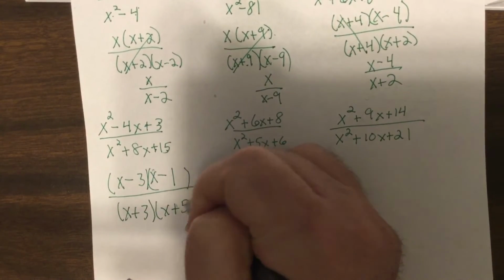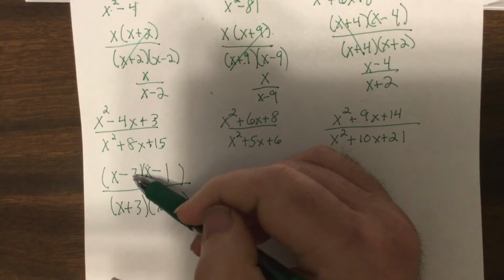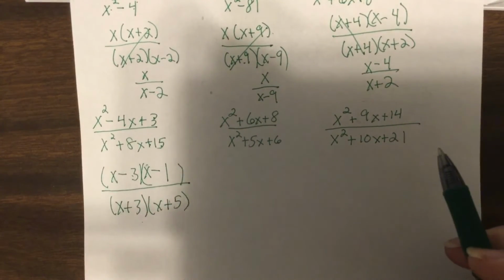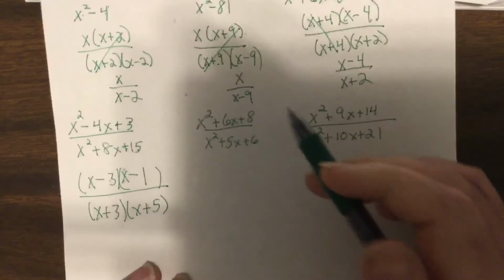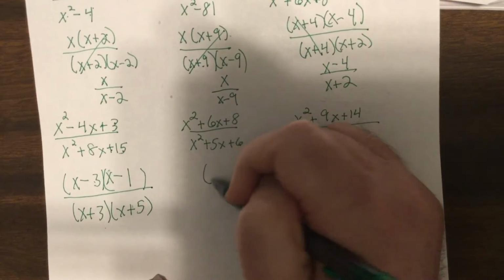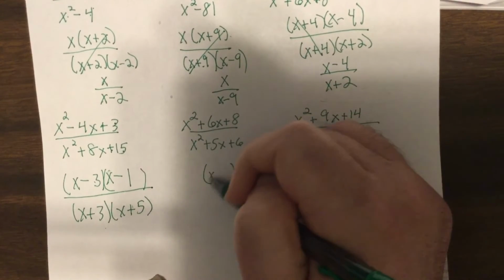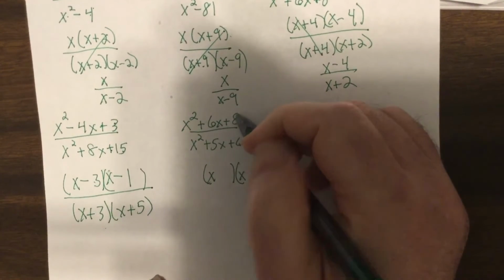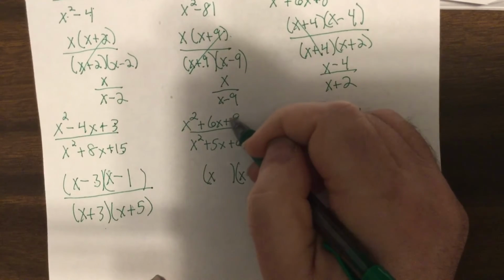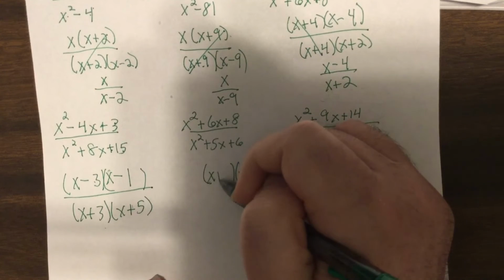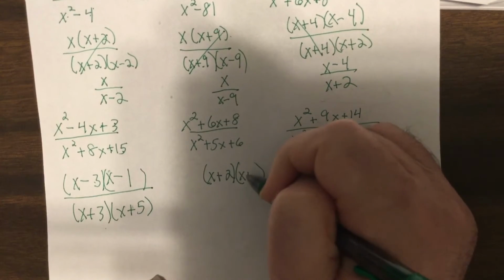Now, you don't have one thing on the top and one thing on the bottom that's exactly the same, so there's nothing you can cancel. So this one, x squared is x and x. The last term is 8, so what do you multiply to get 8, but add to get 6? Both signs are the same as the middle sign, and it's 2 and 4.